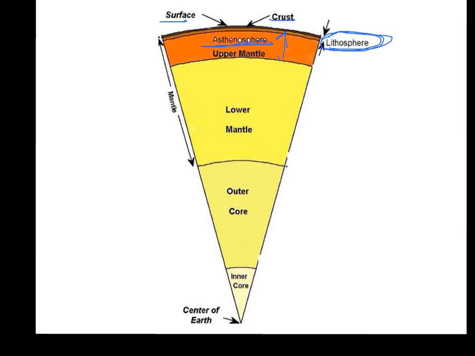mantle because there is the mantle that goes all the way down to here. That whole thing is the mantle, but it's broken into at least two parts, the asthenosphere, upper mantle, and lower mantle. Below that, we have the outer core, and below that, the inner core, right down to the center of the Earth.